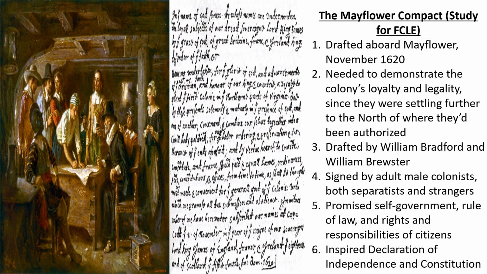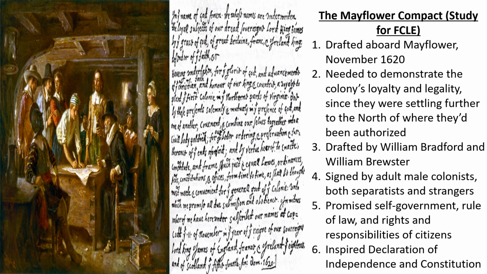The Pilgrims drafted the Mayflower Compact in November of 1620. They needed to draft this legal document to demonstrate the colony's legality because they had begun to set up their colony in Massachusetts, further to the north than the agreed upon location that they had established with the king. So they wanted to prove the colony's legality and its loyalty.